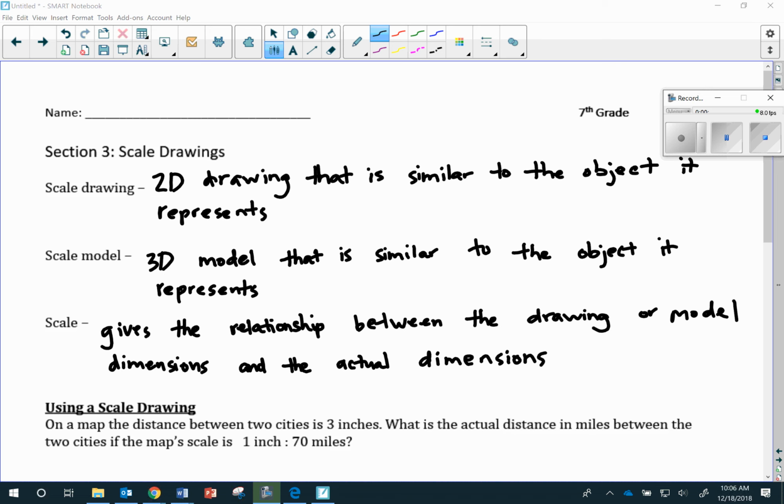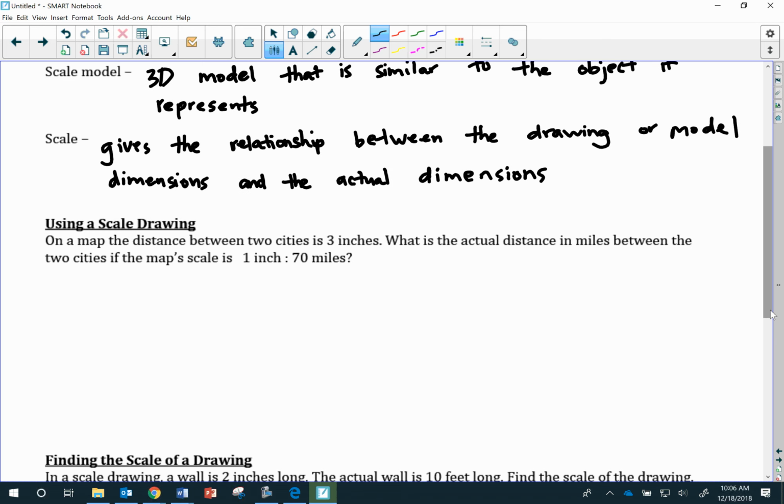All right, we're going to get started with Unit 11, Section 3, and in this section we're talking about scale drawings. So first things first, let's go over a couple definitions. A scale drawing is a 2D drawing that is similar to the object it represents. So the most important thing to know there is that a drawing is two-dimensional, whereas you'll see next that a scale model is three-dimensional. So still similar to the object that it represents, but we've got a 2D drawing and a 3D model. And then finally, the scale gives the relationship between the drawing or model, those dimensions, and the actual dimensions. And you've probably seen a scale on a map if you've looked at one before.